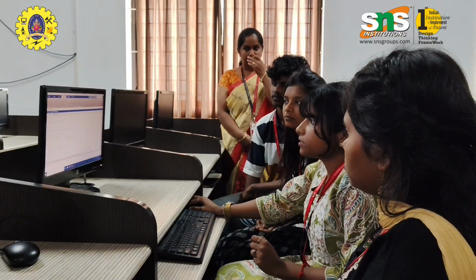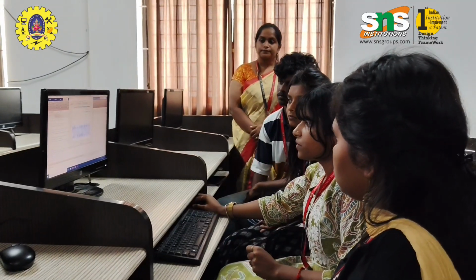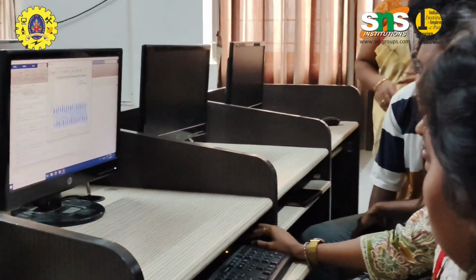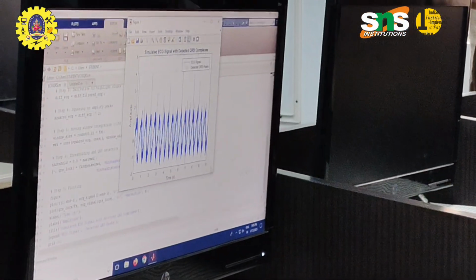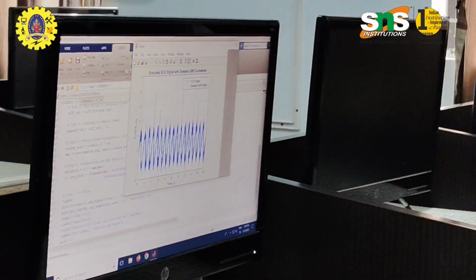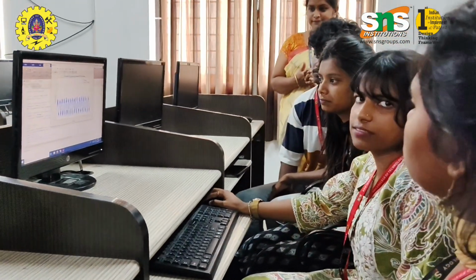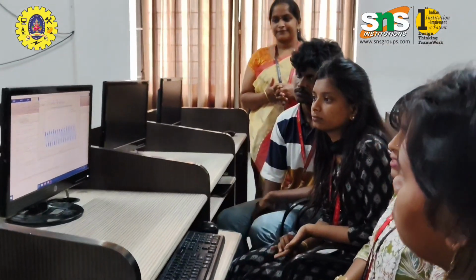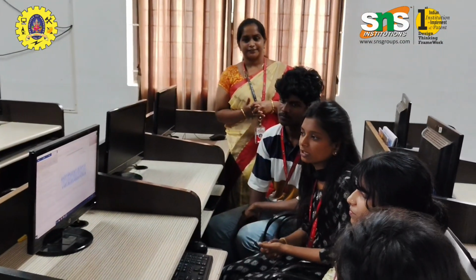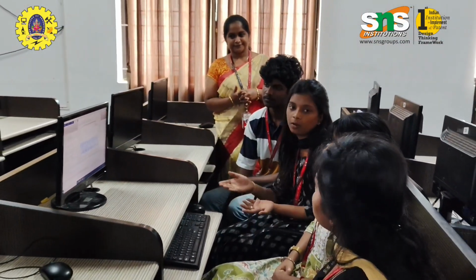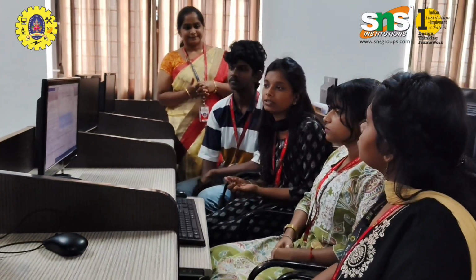So let's run the program. This is the output, and as you can see, these tiny red circles here are the QRS detection.